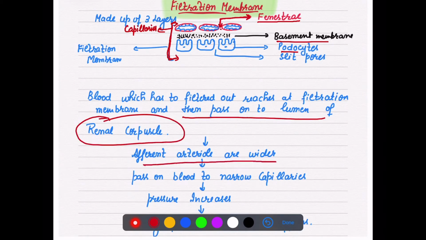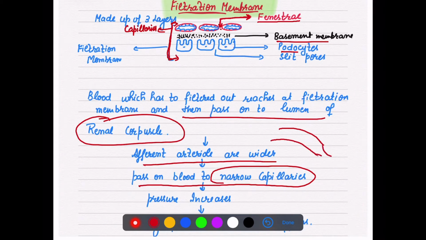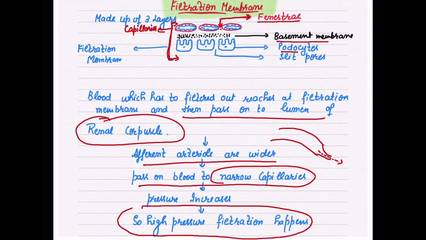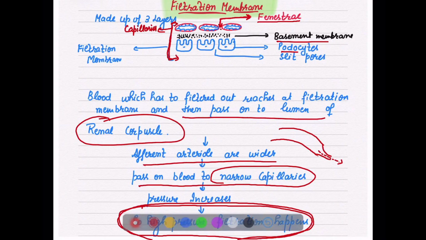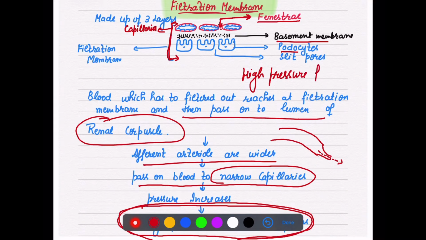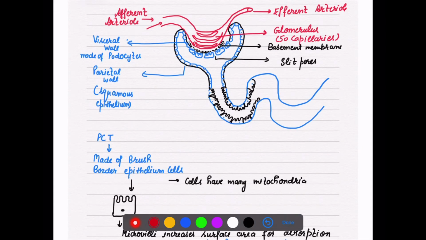Afferent arteriole is very wide, so it will pass on the blood to narrow capillaries. Now when something was wide and suddenly your path becomes narrow, it comes with greater and more pressure, so pressure increases, so the filtration is known as high pressure filtration. So this kind of filtration is known as high pressure filtration, because we are going to discuss the function of the kidney. That is why each and every membrane needs to be known to you. Now after this, we are coming to the PCT and further parts.